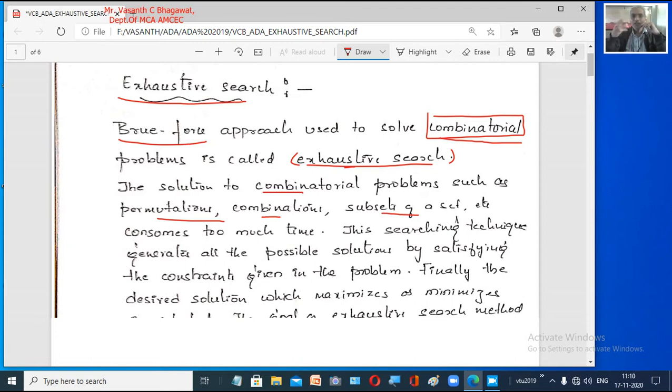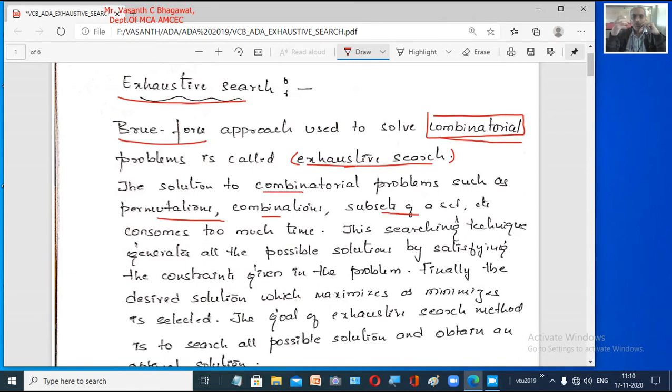Now this searching technique that we are discussing here, exhaustive search, generates all possible solutions by satisfying the constraints. Now what do you mean by the constraints here? All such types of problems have some constraints, hurdles, certain rules. So if you want to solve that problem, we have to look into the constraints, and the solution has to satisfy the constraints also.